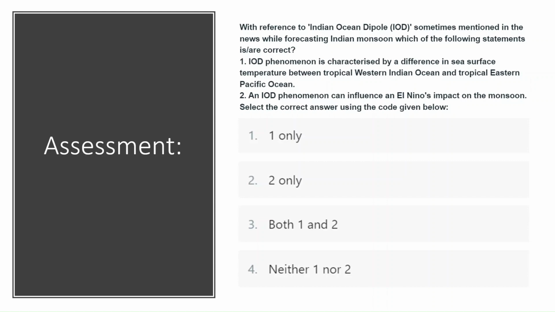Select the correct answer. So as we discussed, the IOD is the difference in sea surface temperature between two poles. Hence, it is called a dipole. That is an eastern pole in the Eastern Indian Ocean, towards the south of Indonesia, and a western pole in the Arabian Sea, not in the Pacific Ocean, right? So statement 1 is not correct. It is incorrect. And the negative IOD events are often associated with La Niña and positive events with El Niño. So option 2 is the correct answer. Only 2 is correct.